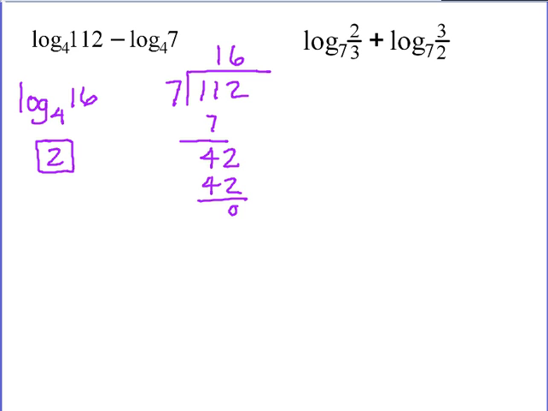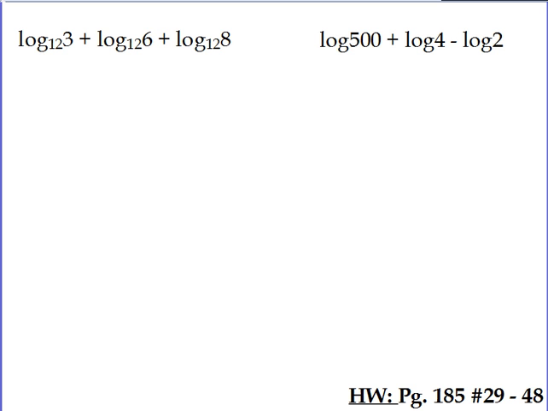Now over here I'm going to multiply, so 2/3 times 3/2 is going to be 1. Now what exponent does 7 need to equal 1? Well, that's 0. So for these last two, again, if we were in class, I would ask you to do them by yourself. So why don't you go ahead and pause the video and give them a shot.